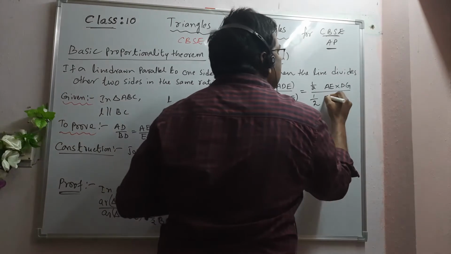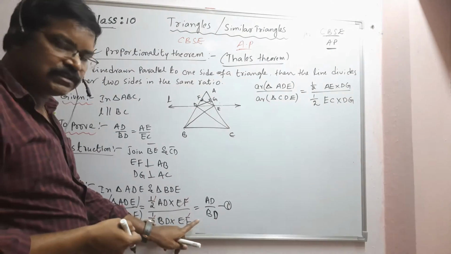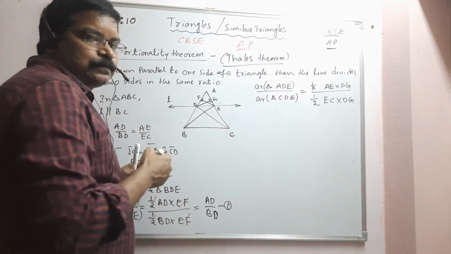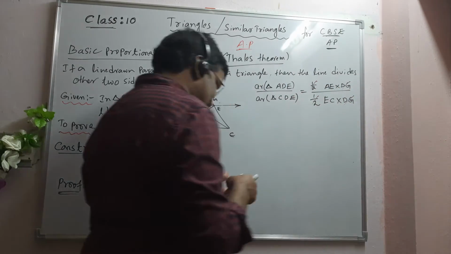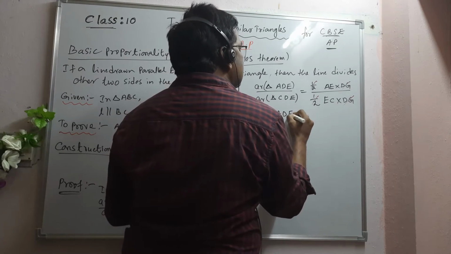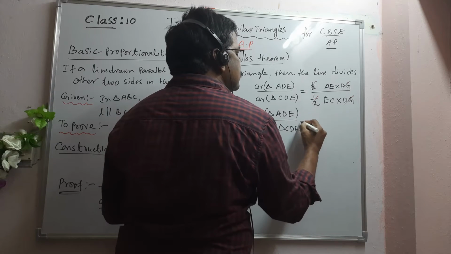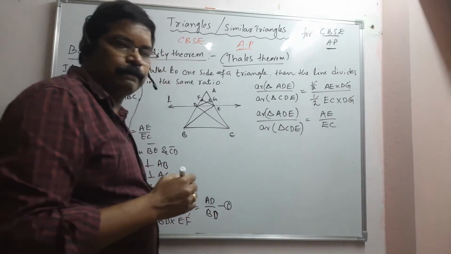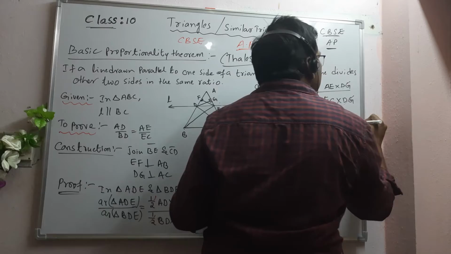the base is EC and altitude is the same, DG. For this we used the same reason, right? So here also half of DG cancelled. Then area of triangle ADE by area of triangle CDE is equal to AE by EC. Understand, students? So AE by EC, this is equation number 2.